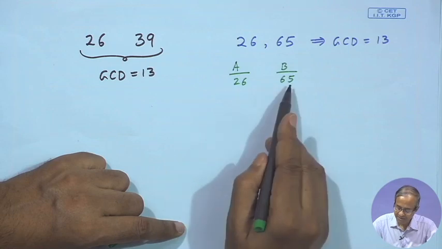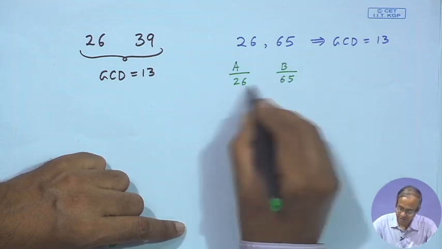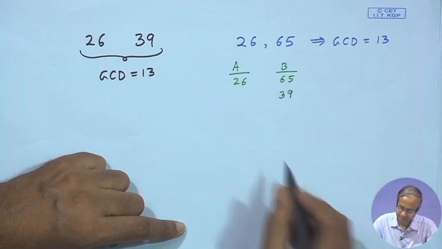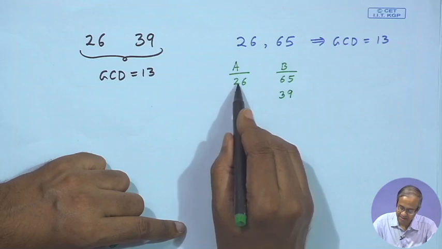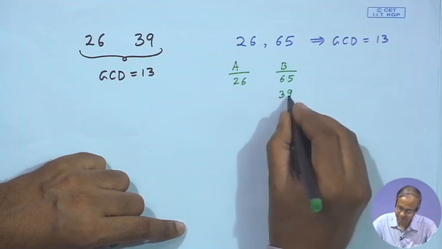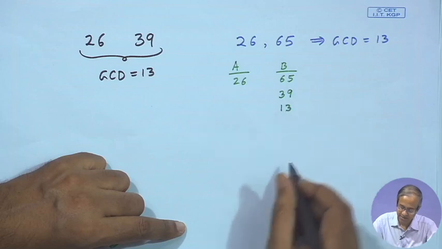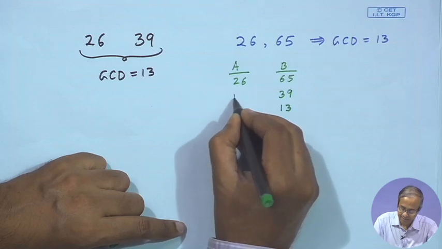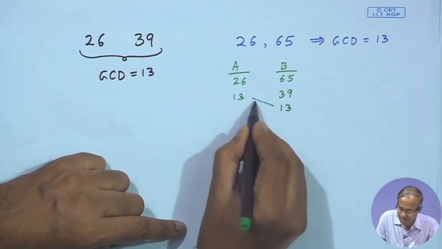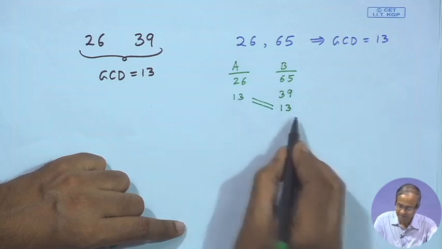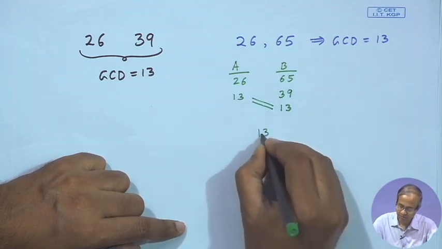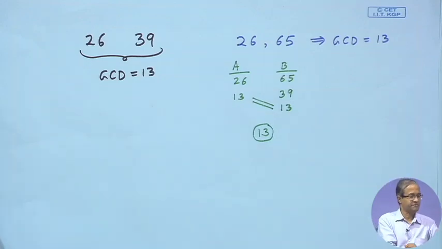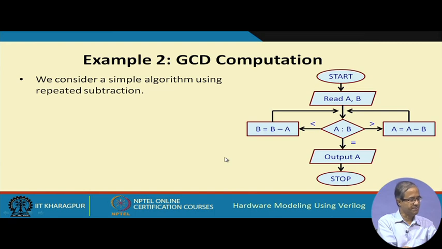In the first step we see B is greater than A, so subtract A from B. Subtracting 26 from 65, it becomes 39. Then again compare, B is greater than A, subtract A from B, 39 minus 26 is 13. Now again compare A and B. Now A is greater, so subtract B from A, and it becomes 13. Now you have a situation where both A and B are equal. If A and B are equal, then either A or B will be the required GCD. This is the algorithm. We have actually used a simple algorithm like that.